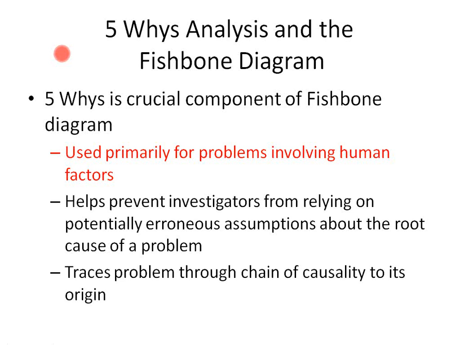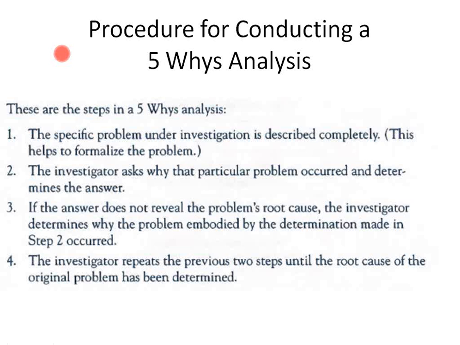But again, which one of these is used for which method? Used primarily for problems involving human factors. Again, most likely that's where a 50,000 foot level question would come from. It helps prevent investigators from relying on potentially erroneous assumptions about the root cause of the problem, and really tries to trace a problem through a chain of causality to its origin.